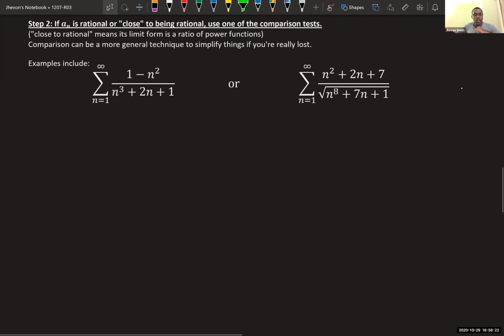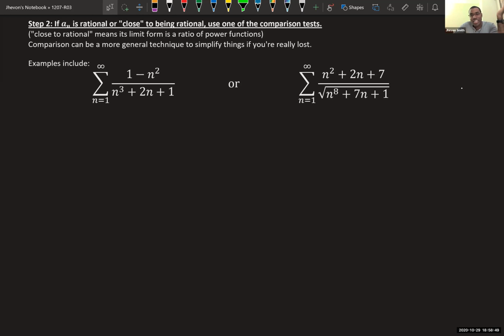Here's a second scenario. If your a_n is a rational function, or it's close to being a rational function, a comparison test is going to be useful. Comparison is also useful when you realize that you need to just simplify things when you're completely lost. Like the 2 over ln of the radical, but like, what the hell? I don't know what to even do with this.